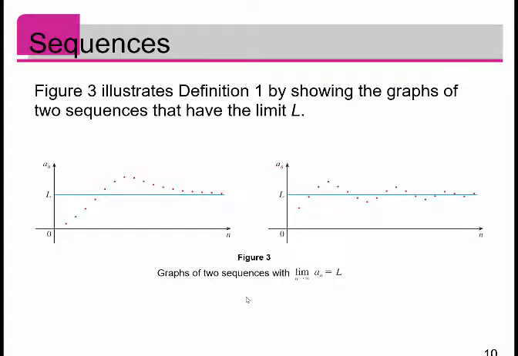All right, so figure 3 illustrates definition 1 by showing the graphs of two sequences that have limit L. This sequence goes up above L, but it looks like it's still going towards L from above. This one here looks like it's oscillating above and below, but it still looks like it's moving towards L. So the graphs of these two sequences both have the limit as n goes to infinity equal to this value L.